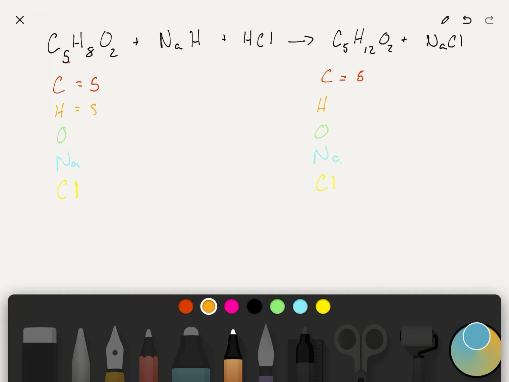Hydrogen, I have 8 here, plus 1, plus 1. So I have a total of 10, but in 3 different spots. On the right hand side, I have 12 in 1 spot. Oxygen, I have 2 on the left hand side, and I have 2 on the right hand side. Sodium, I have 1 on the left hand side and 1 on the right hand side. And chlorine, I have 1 on the left hand side and I have 1 on the right hand side.